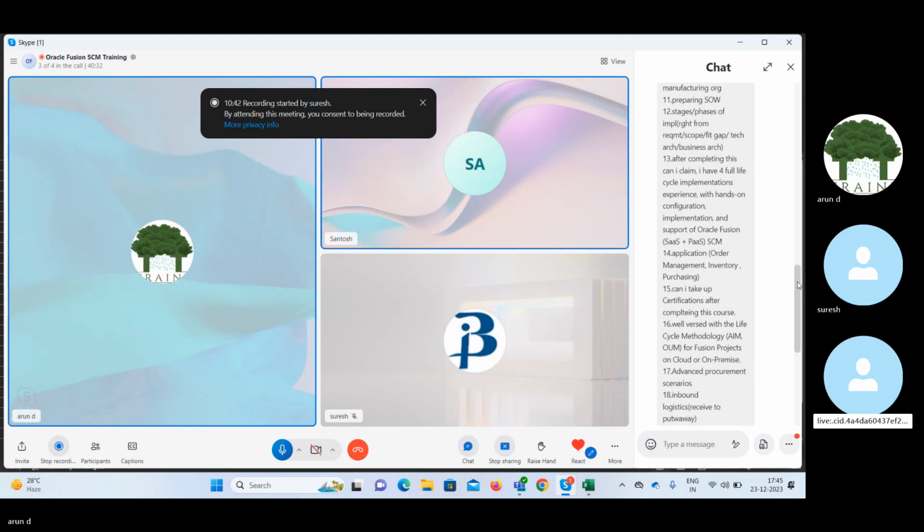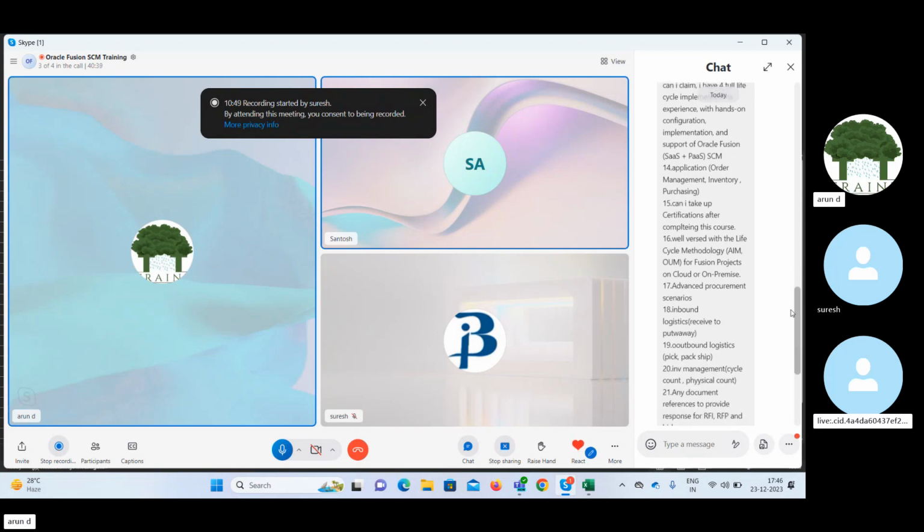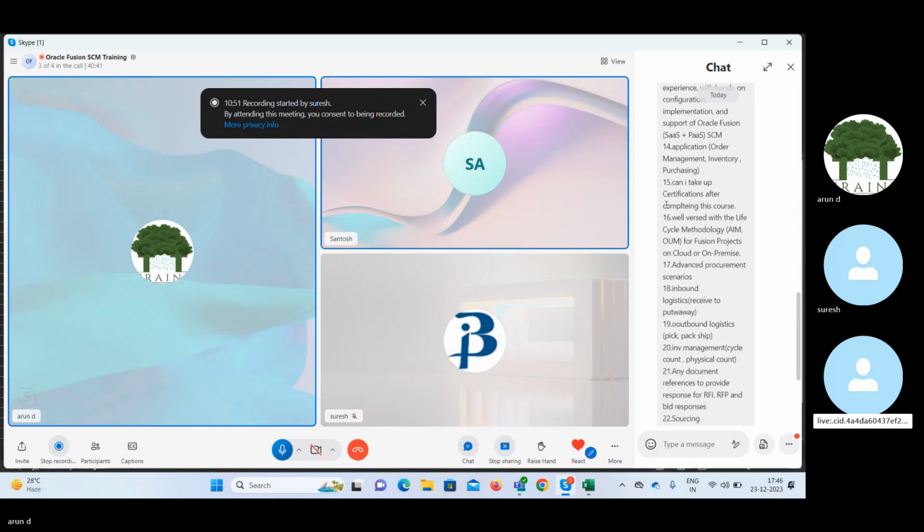So the 14th one is not there. The 15th one is about the certifications. There are some certifications on supply chain. Those exam topics will be covered as part of this, and we can take up the certification.